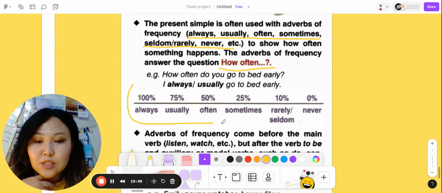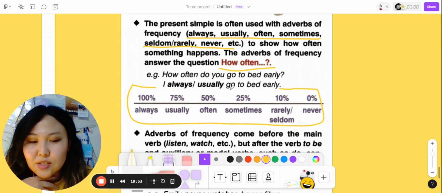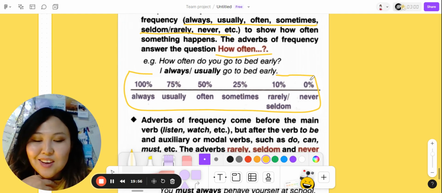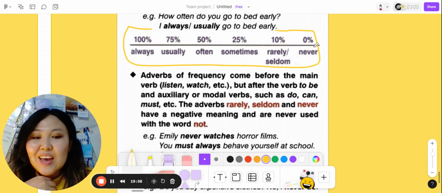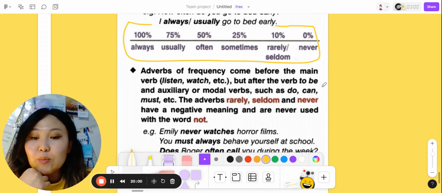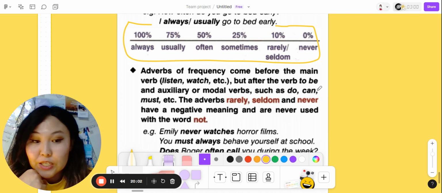So you can see the percentage here. I'm sure you remember the meanings. If not, just text me. I will add these words on Quizlet. And I'd like to talk to you about the position of these adverbs of frequency.